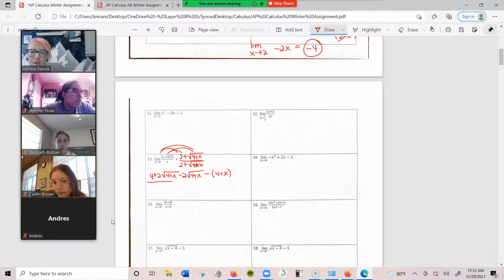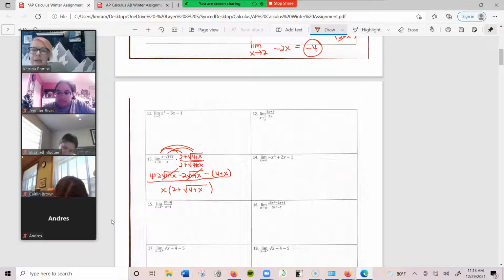All over x times 2 plus the square root of 4 plus x. When you multiply conjugates, those middle terms should always cancel out. I have the positive 2 square root and then the negative 2 square root, so these go away. And then when I distribute this negative, what I end up with is this 4 from the beginning, then minus 4 minus x, all over x times 2 plus the square root of 4 plus x.